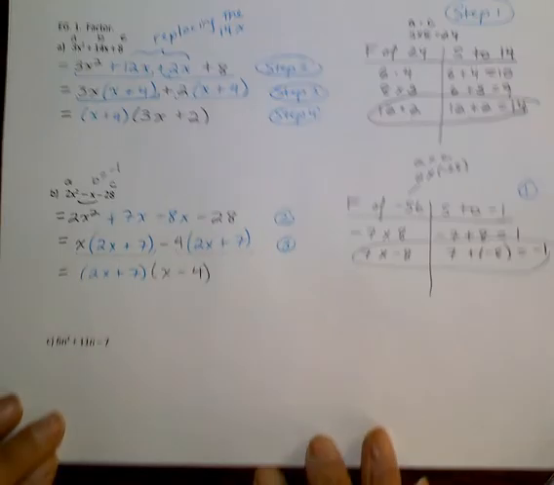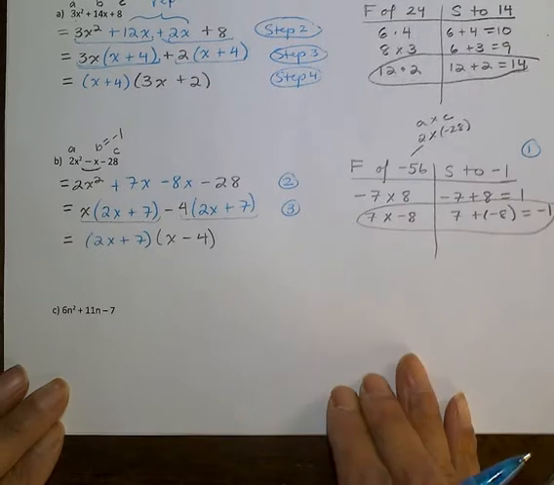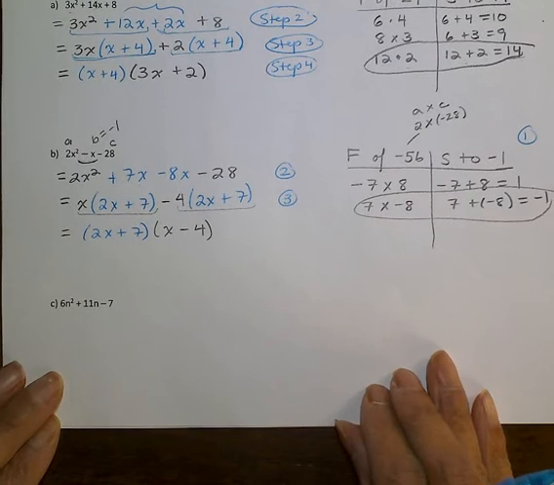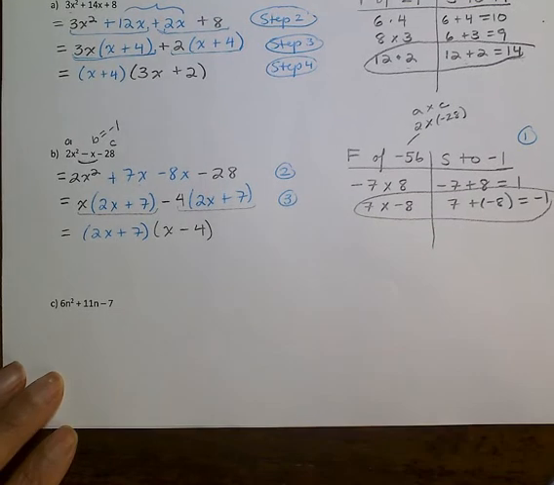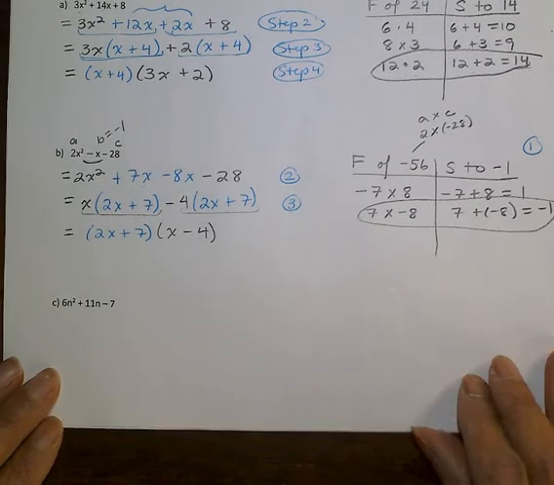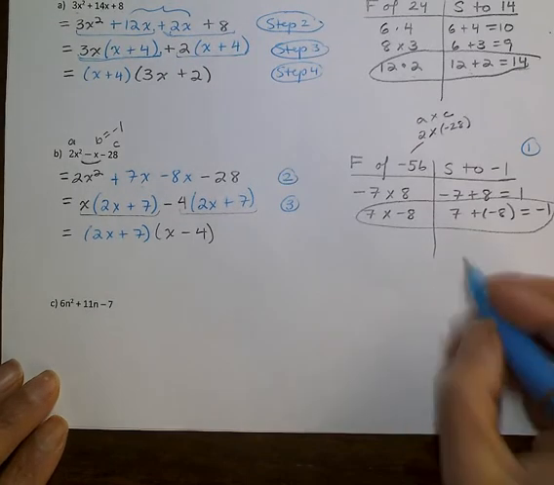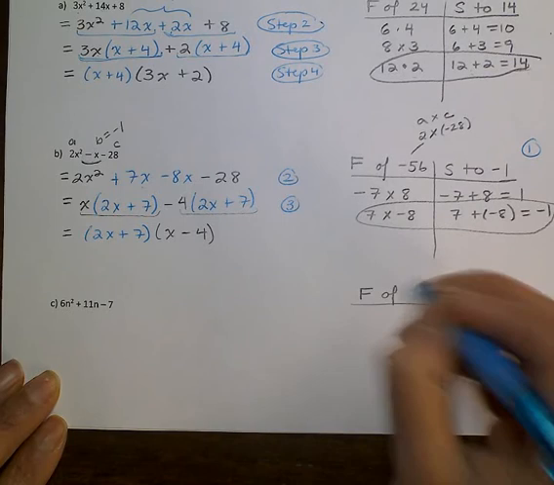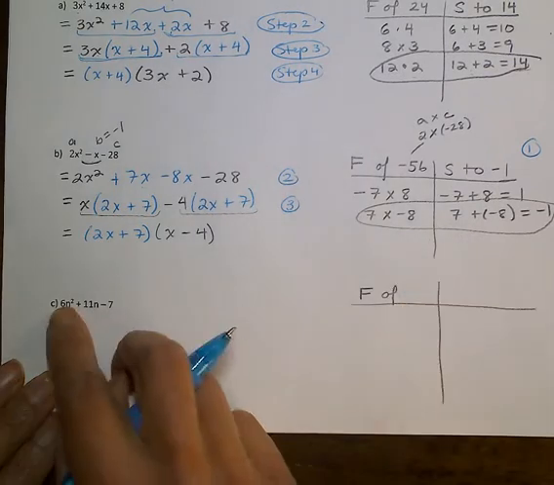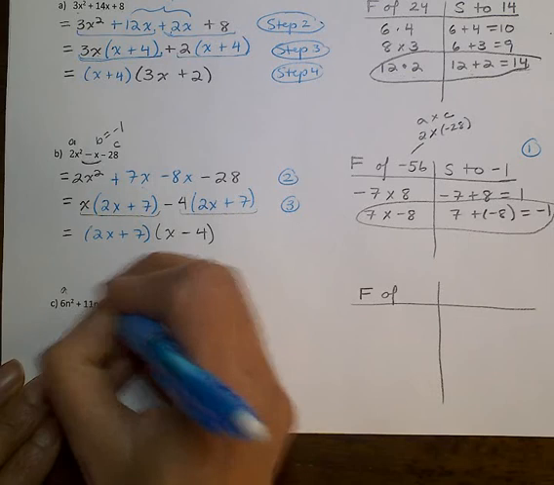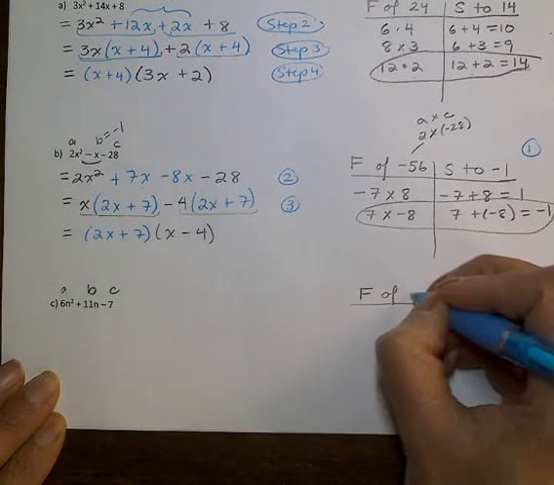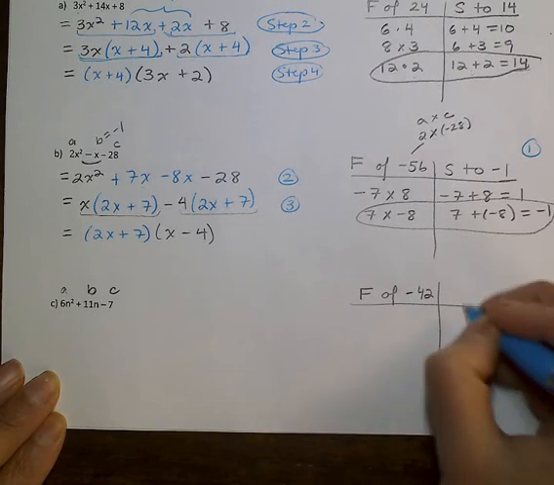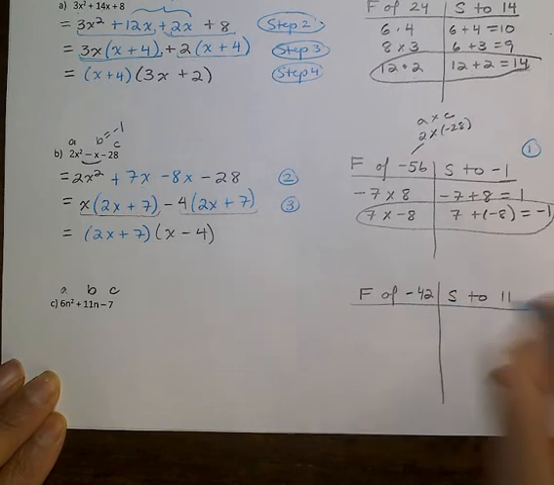Okay, let's do one more question together. Remember, at any time if you want to try this yourself, just pause the video and work through it, and then you can resume the video. So we're looking for factors of a times c. So a times c this time is negative 42 because that's 6 times negative 7. And those factors need to add up to 11 in this question.